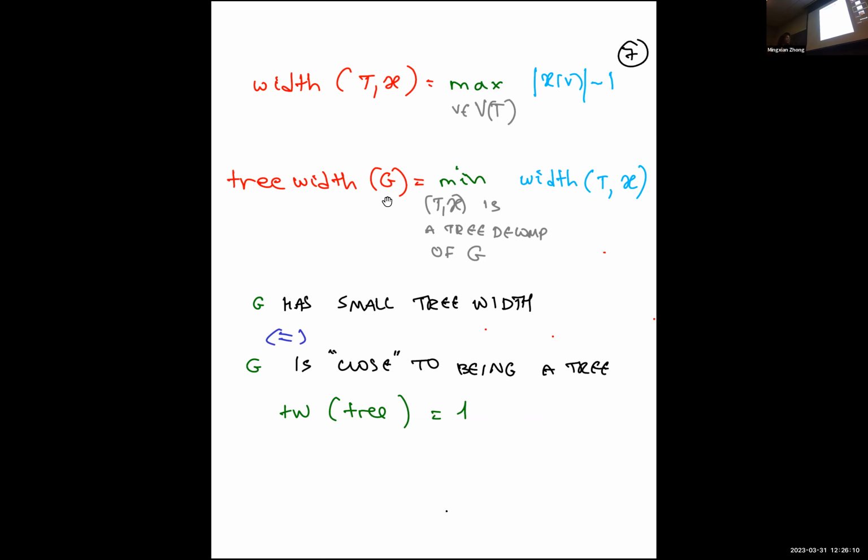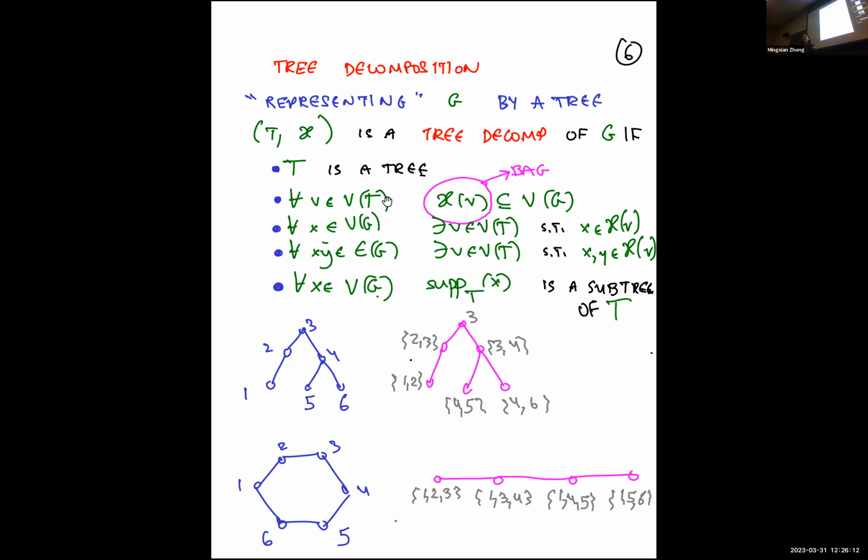Okay, so just to repeat, here we got a tree decomposition of width 1. Here we got a tree decomposition of width 2, and you can't get a tree decomposition of width 1 because the graph is not close to a tree.